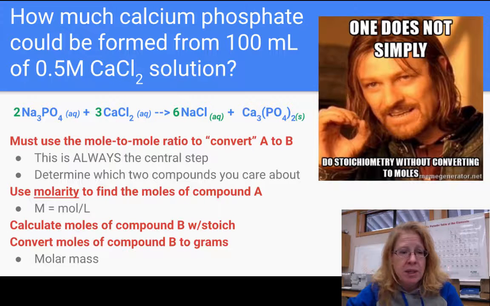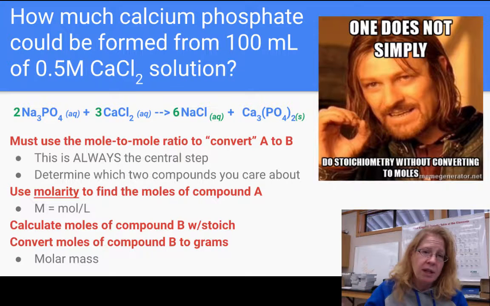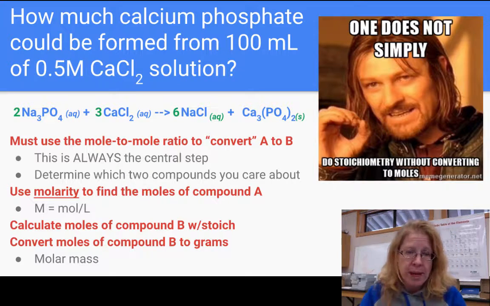And then the last thing that we're going to do, after we do our mole-to-mole ratio, is convert the moles of compound B back to grams. We've done that a bunch of times. That's just using molar mass. So again, really the only difference between what we're doing in this chapter and what we've done previously is that we have to use molarity to get the number of moles of our starting compound as opposed to molar mass. So let's take a look at how we work this out.